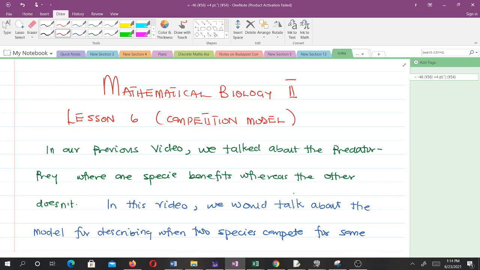We started learning population dynamics, right? Models for describing population dynamics in species. We talked about when we have just a single population, and we talked about the Malthusian model, the logistic model, and we also learned about harvesting in population model. Then we started learning the population dynamics of interacting species. So we talked about the predator prey model, and today we're talking about the competition model.